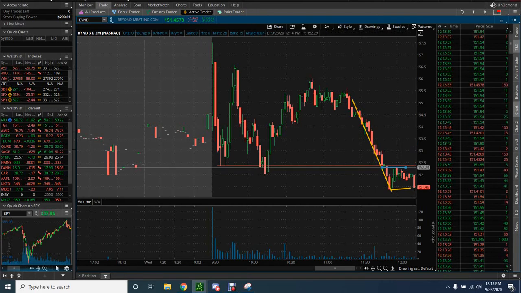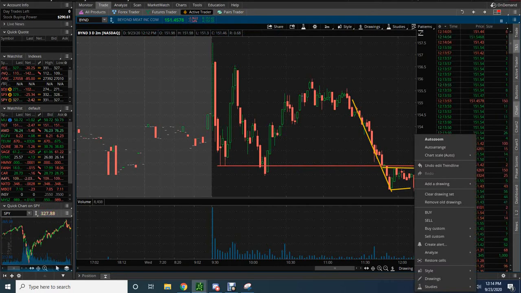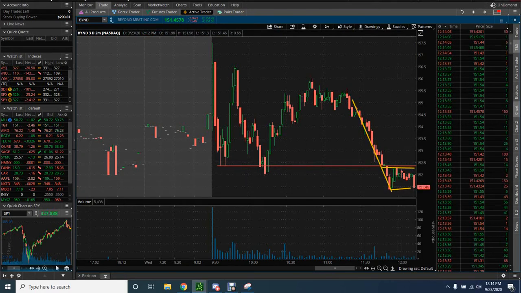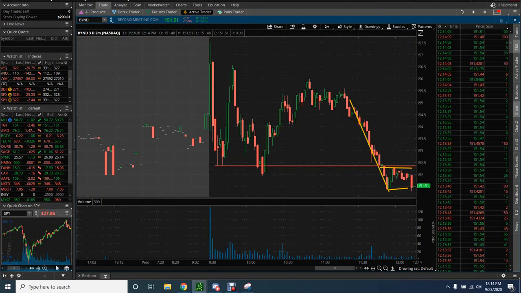I do manicure these lines as the trade goes on, especially if I do the little uptrend lines. But for the most part, resistance is going to stay the same. My game plan was basically that this might be a little bear flag, and I did alert the chat room. If it popped over 152.25, we'll call it 152.30, that would say the bear flag wasn't correct and it broke above that.